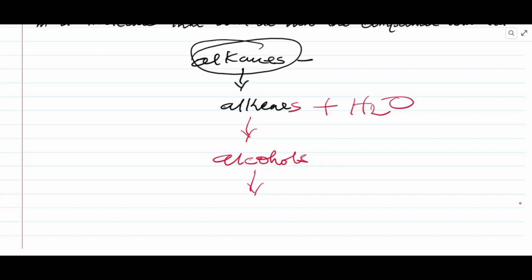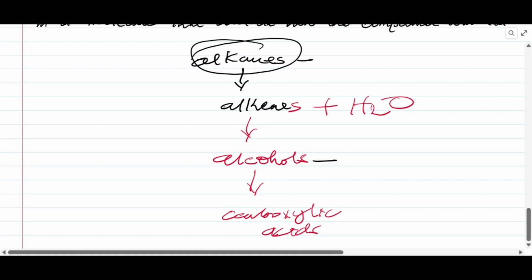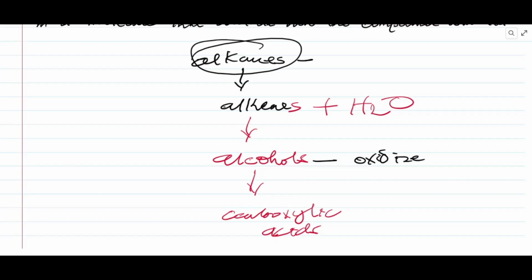The fourth member is what? Our carboxylic acid. So how do the carboxylic acids link with the alcohols? When you subject your alcohols to oxidation reaction, so when you oxidize your alcohol, you are going to get carboxylic acid. So that is how the four family members are linked to one another.